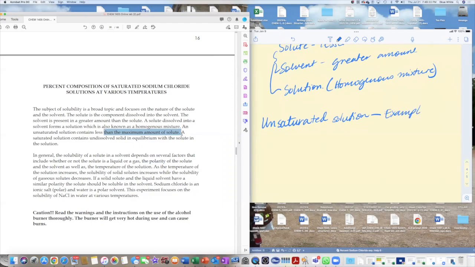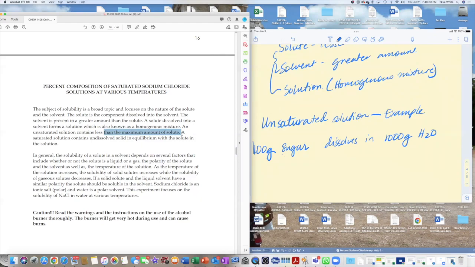Let's say that you are working with 100 grams of sugar, okay, 100 grams of sugar, right? And your 100 grams of sugar has to dissolve in something. So you say 100 grams of sugar dissolves in 1,000 grams of water. That's a lot of water and a lot of sugar, right? This is sugar water, okay?